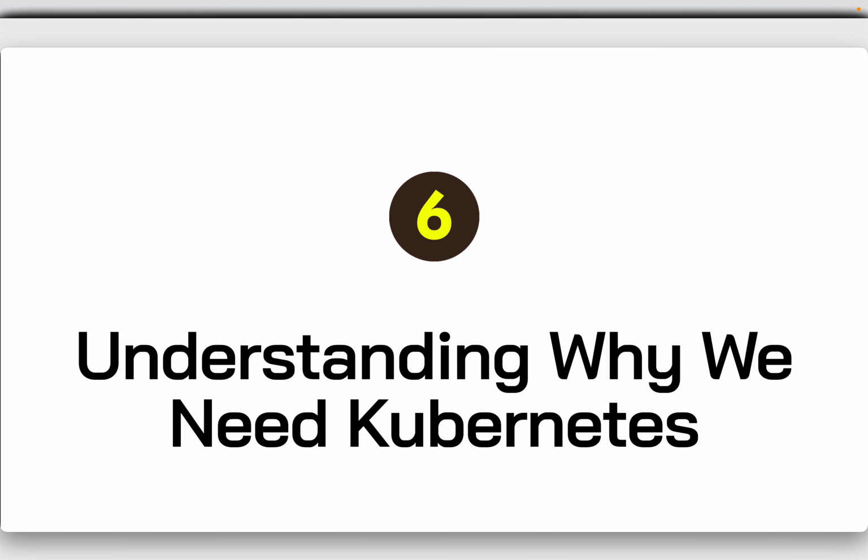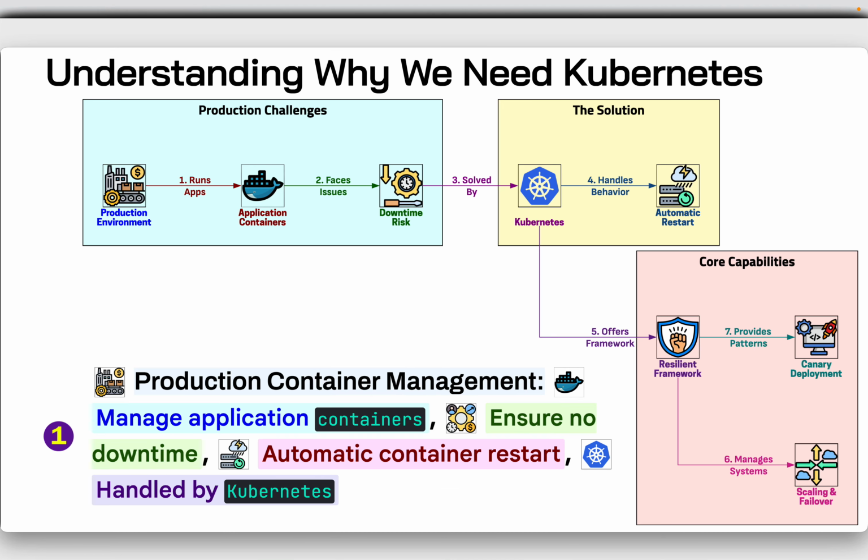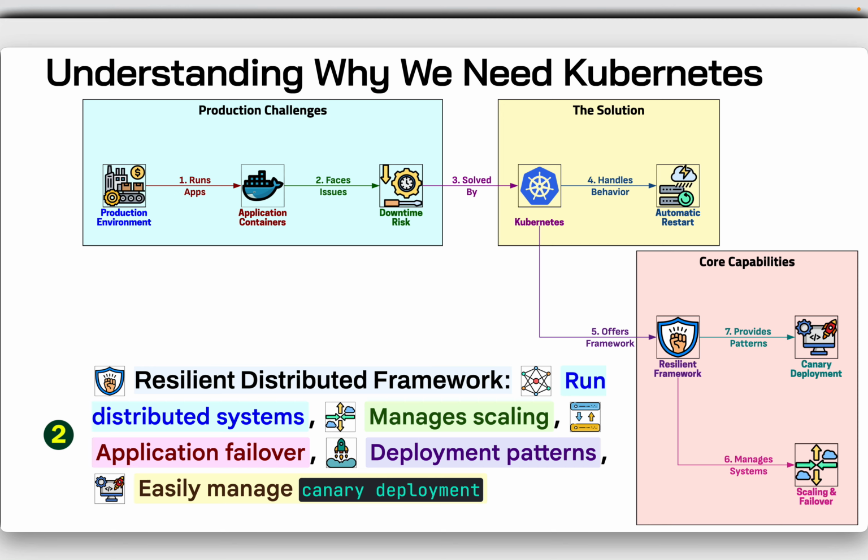Sixth topic is understanding why we need Kubernetes. In a production environment, we need to manage the containers running applications and ensure no downtime. If a container goes down, another container needs to start automatically. Kubernetes handles this behavior. Kubernetes offers a resilient framework to run distributed systems. It manages scaling and failover for applications and provides deployment patterns. For instance, Kubernetes can manage a canary deployment easily.